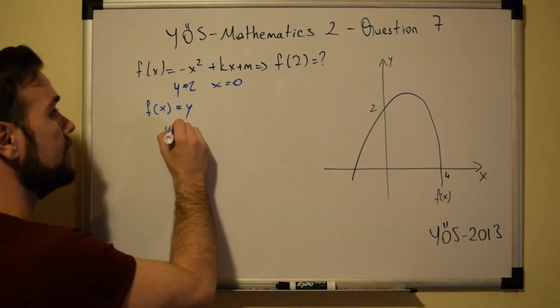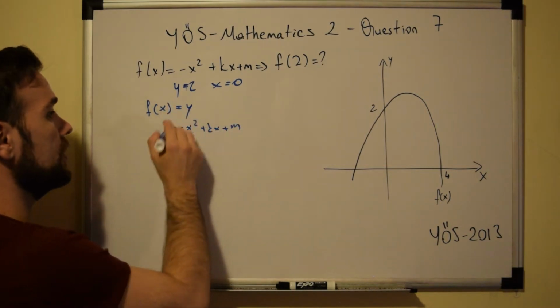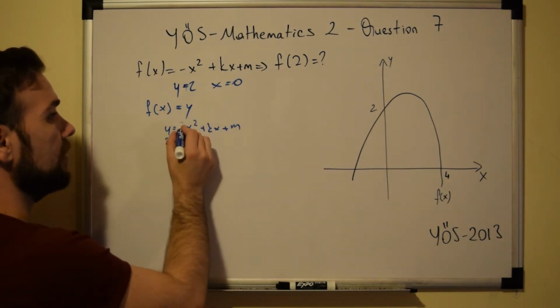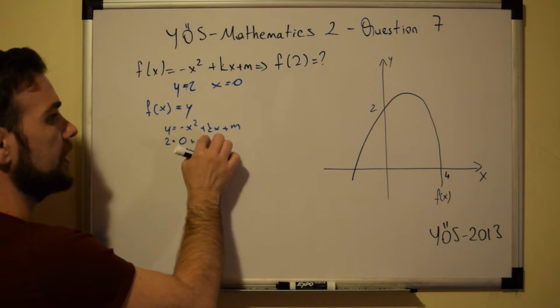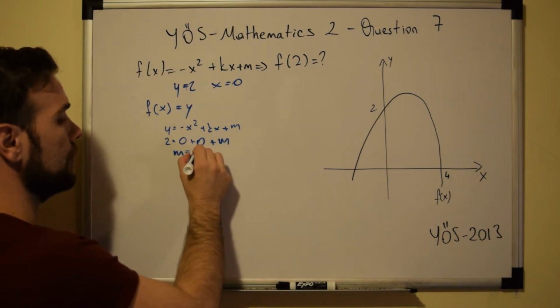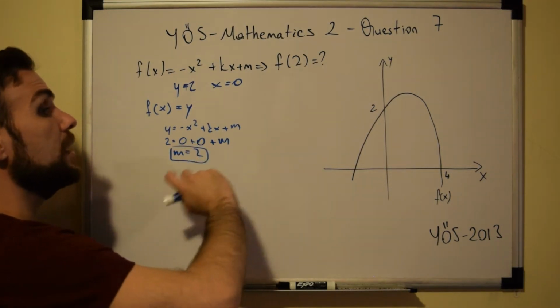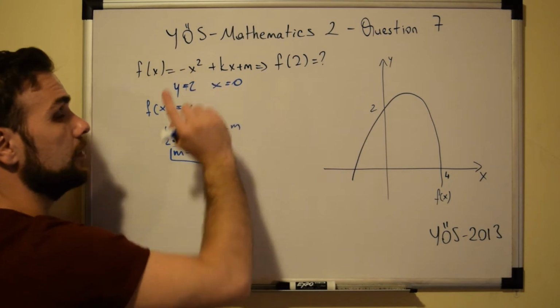So we know y is equal to minus x squared plus kx plus m. Y is equal to 2. So we have 0 plus k times 0, it's always 0, plus m. So we see that the value of m is equal to 2. Now, as we found the value of m, by using the other point, we will be able to find k.